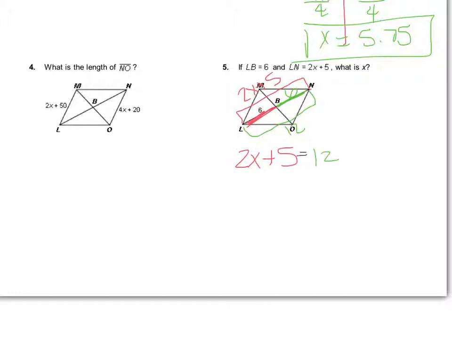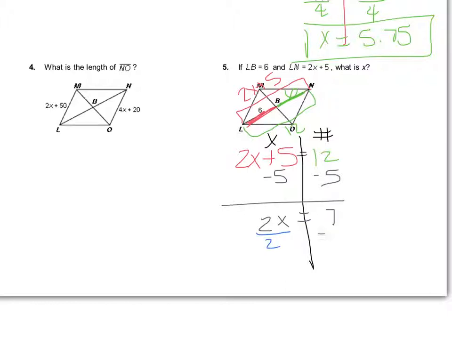And we can solve. Which means you want x's on one side, numbers on the other. So I need to subtract 5 from both sides. So 2x equals 7. And then I can divide both sides by 2, and I get that x equals 3.5.